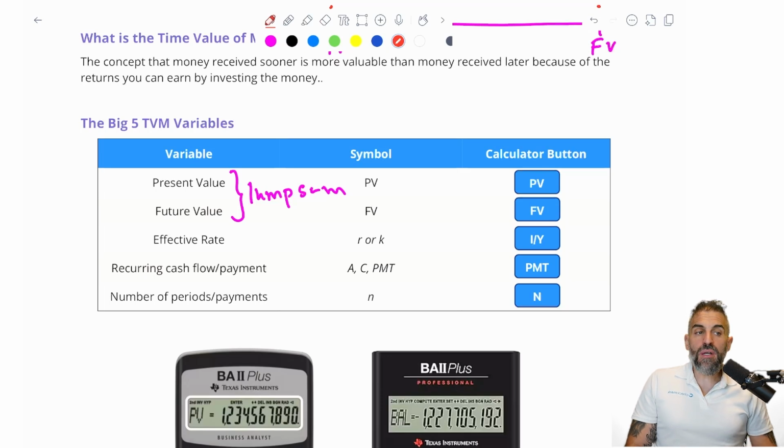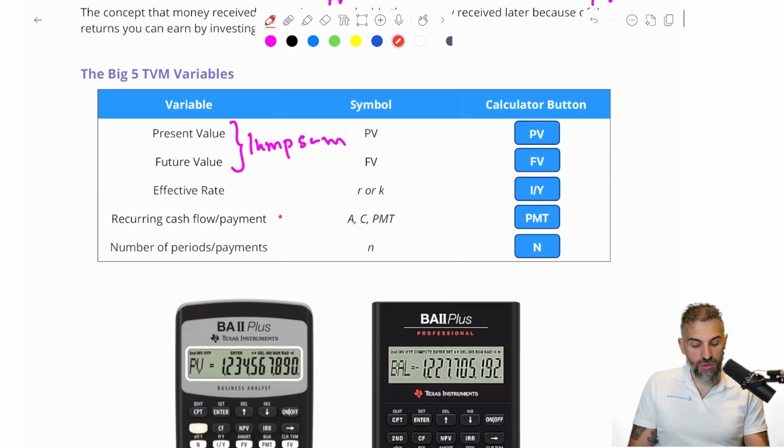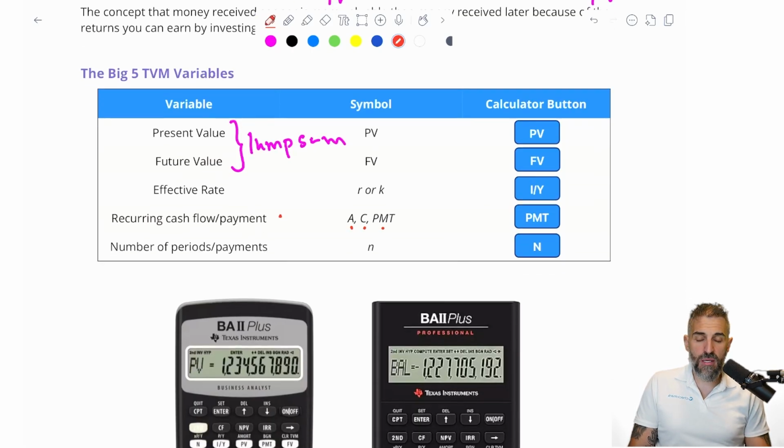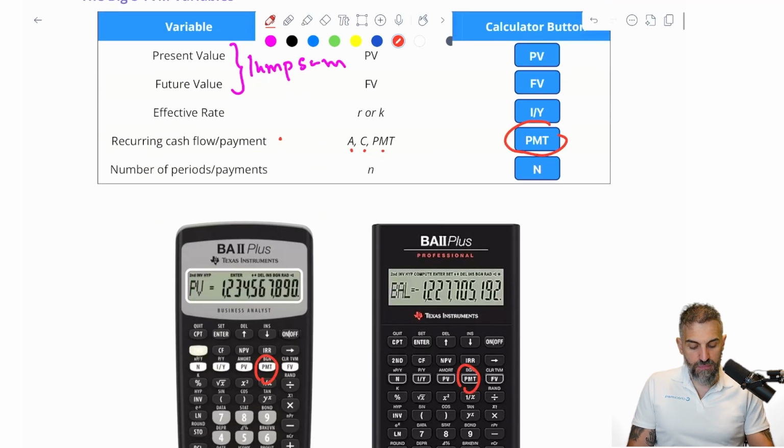But then you have recurring cash flows. This is a little bit different from lump sums. These recurring cash flows in the context of whatever you're solving are, like it says, recurring. So for example, you will receive $100 per month for a year. Because you're not only receiving that $100 once and there's a string of payments, we would call it a payment or a cash flow or a recurring payment of some kind. And the symbols that we'll use when using formulas vary. But the button on the calculator is PMT. You see it right here.